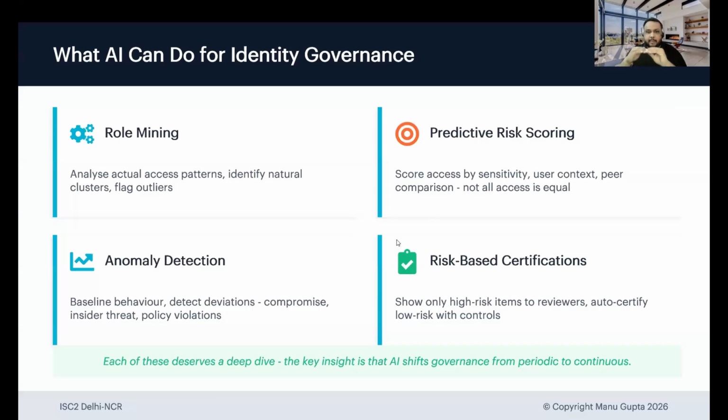And this is particularly valuable in the IT services context, where you have a large workforce accessing client systems, and there is a risk of credential sharing or unauthorized access.